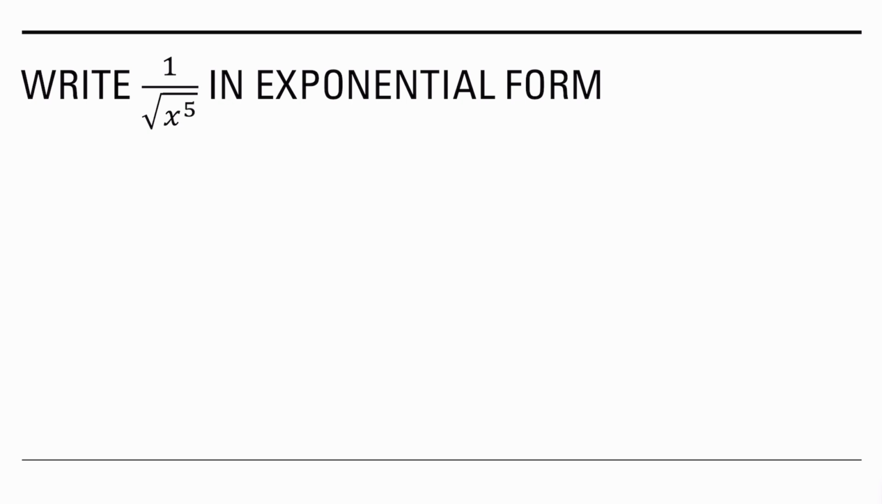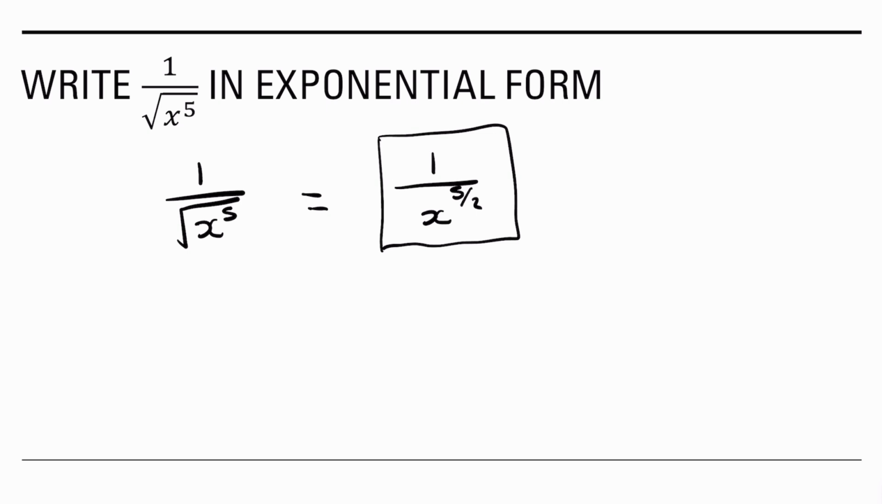Write 1 over the square root of x to the 5th power. So these should be starting to get familiar for you now. So we could rewrite this x. Now we've got a square root and then a 5th power on that x. Now this can be rewritten as 1 over x to the 5 halves. And so as I said before, we could put this into x to the negative 5 halves, but I prefer it with a positive exponent, and so this would be the way that I kept that presented.